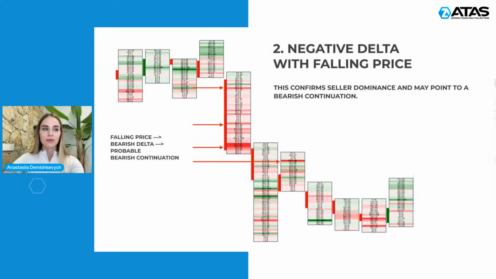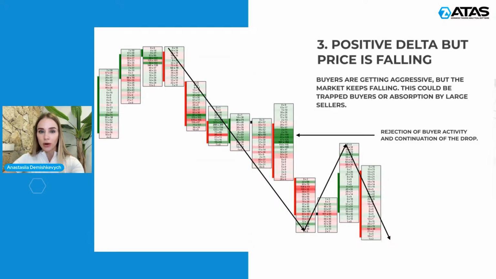Now we discussed the first two. Let's move on to the third one. Third situation, the positive delta, but the price is falling. Well, buyers are getting aggressive, essentially, but the market keeps falling against them. What can it be? Well, this could be trapped buyers or absorption, for example, by large sellers.